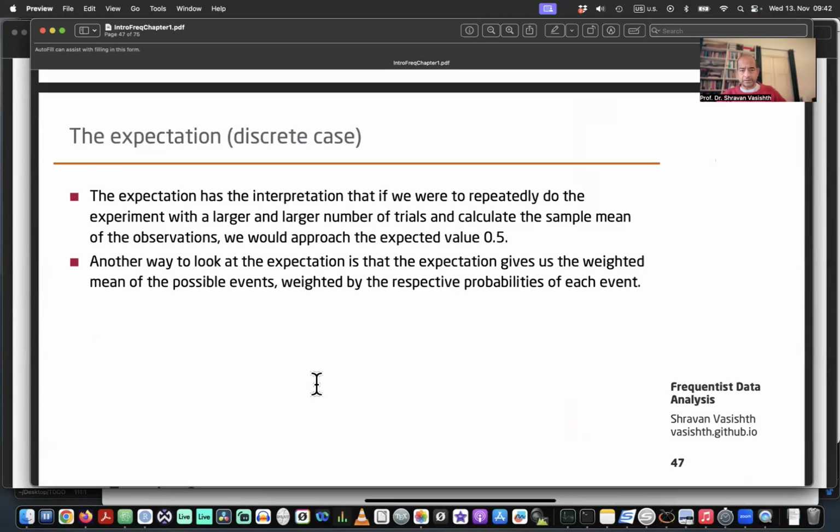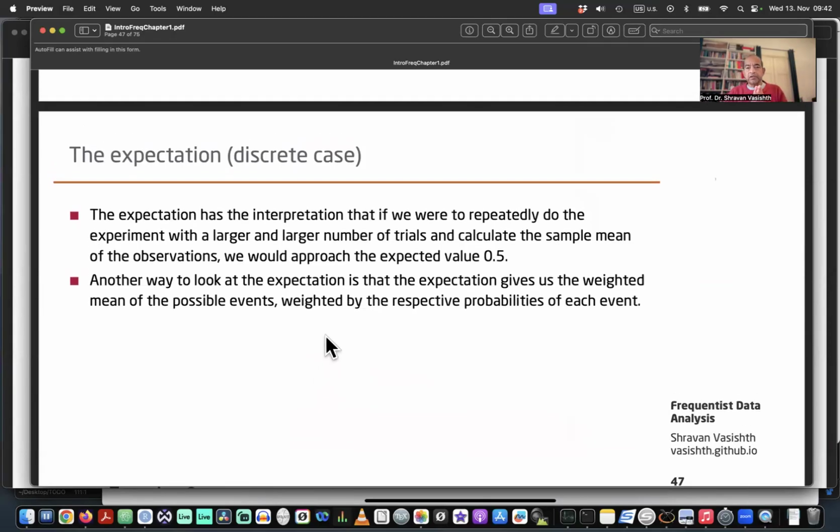The meaning of expectation, both in the discrete and continuous case, will be that if we were to repeatedly do the experiment with a larger and larger number of trials and calculate the sample mean each time of the observations, then we would approach the expected value 0.5. So the expectation is the value that you will obtain if you keep increasing sample size. In mathematics, we say that this is an asymptotic result. As sample size increases, we will approach the expectation of the random variable.